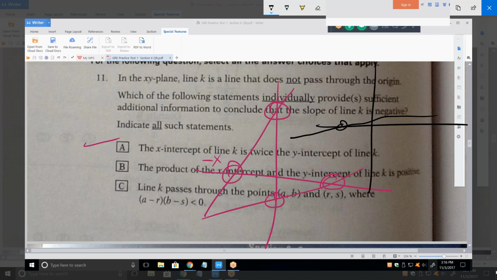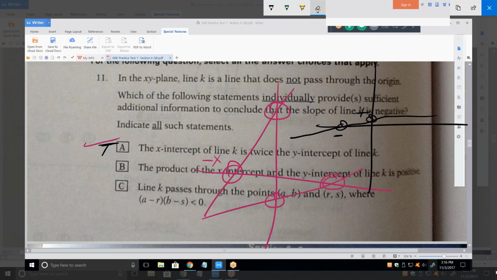Well, the x-intercept is negative, the y-intercept is positive. The x-intercept's never going to be twice the y-intercept in that scenario either. So I can draw it probably 4 or 5 different ways, and none of them result in an x-intercept that's twice the y-intercept. Therefore, I think this probably is true. I'm going to put a true by that.